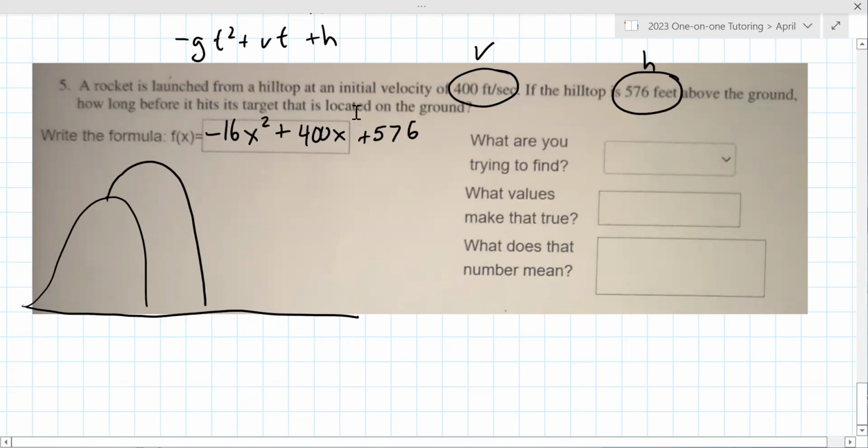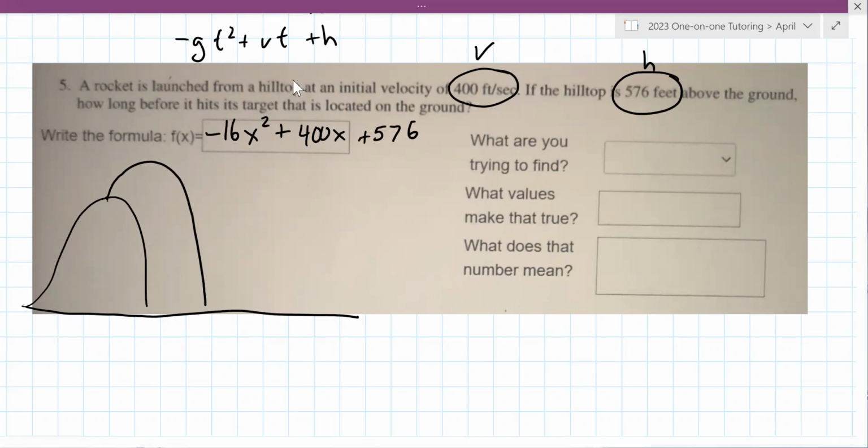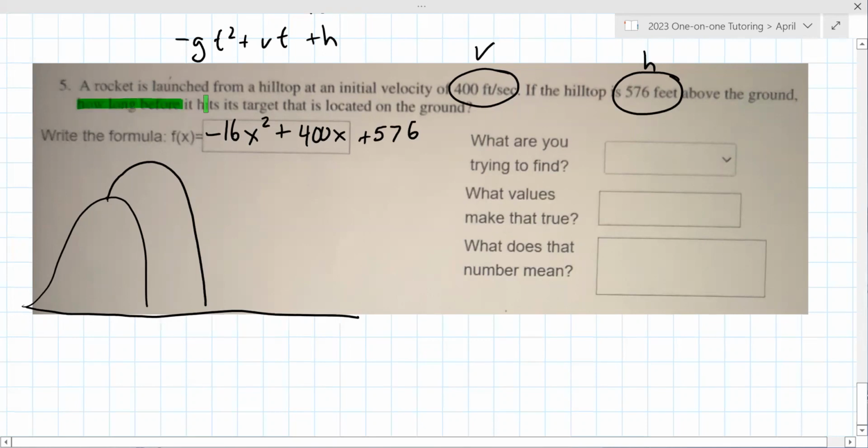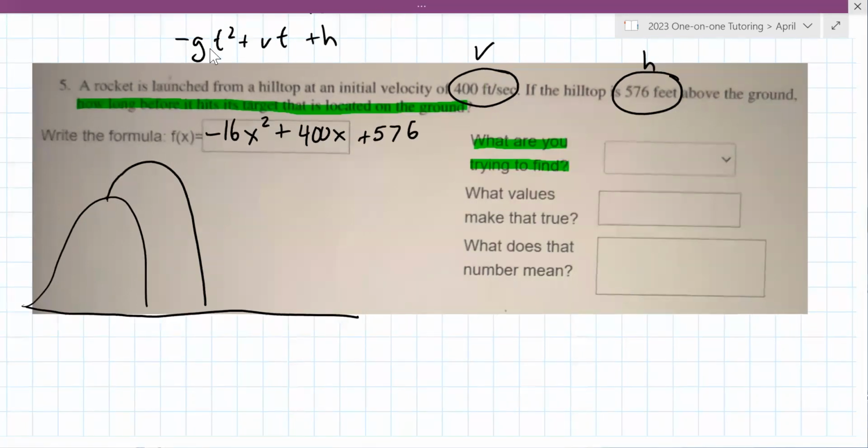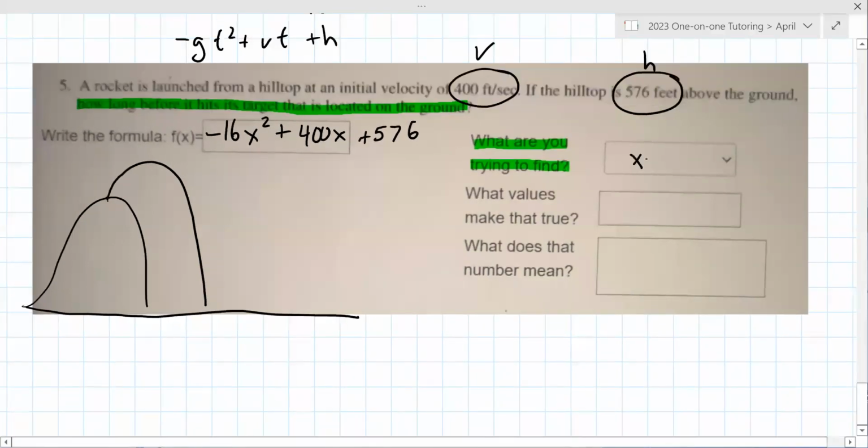And boy, these questions are not very unique. It always asks how long before it hits the ground, which again is the x-intercept. So let me know when you get all that down. Then I want to talk about how to actually do this.